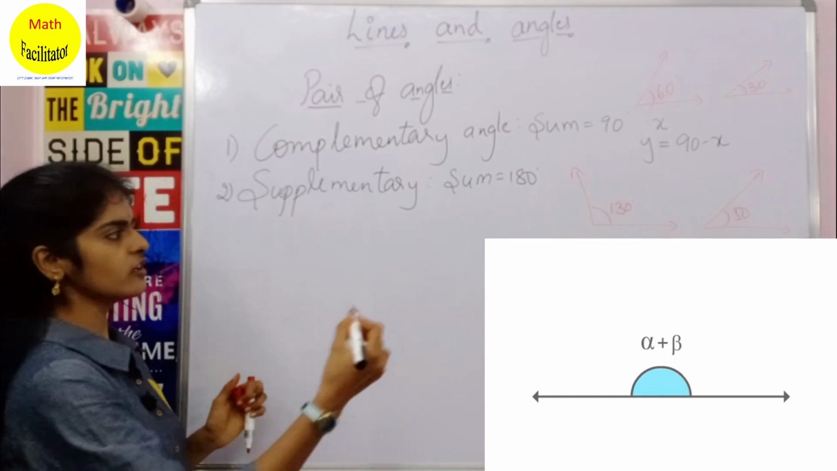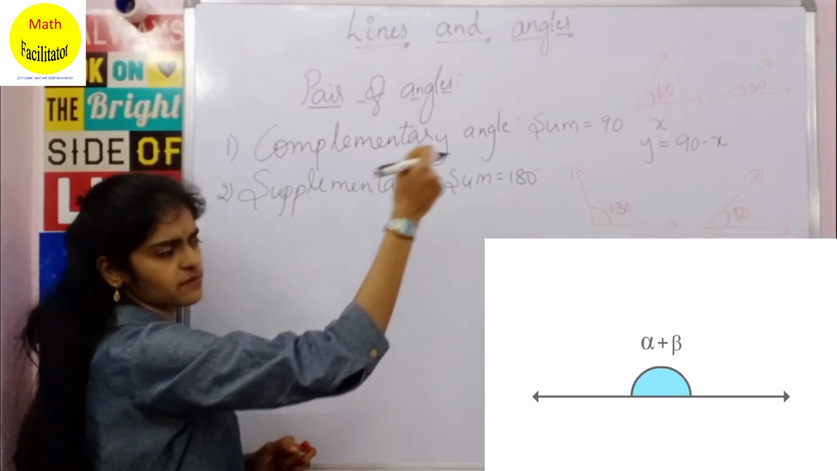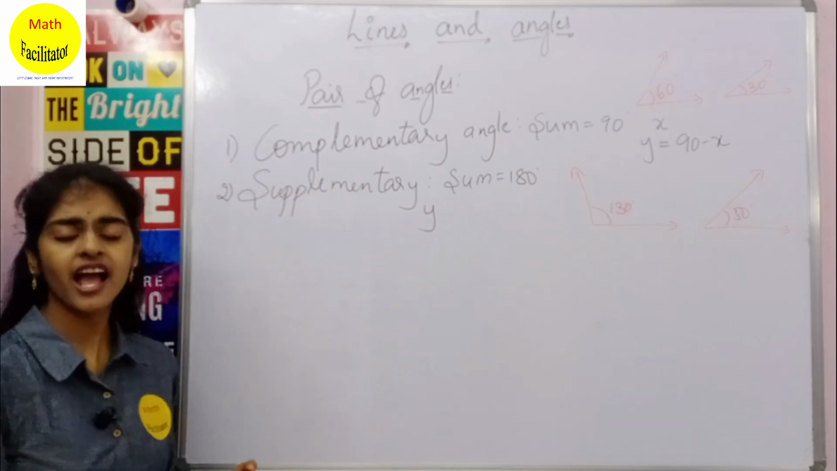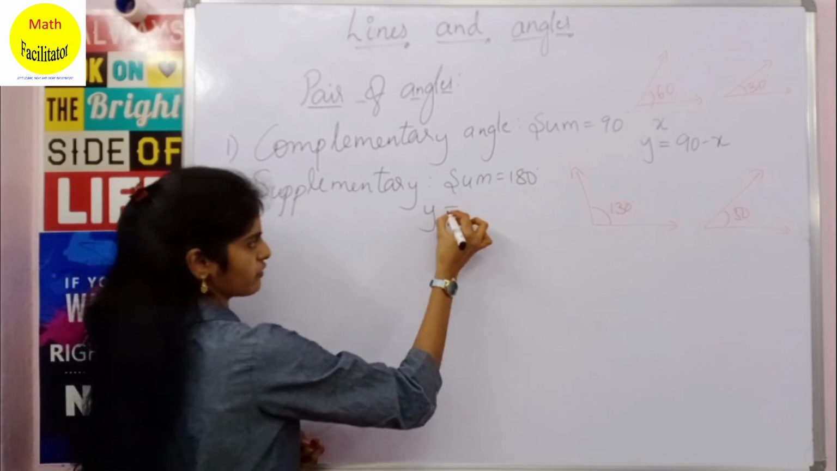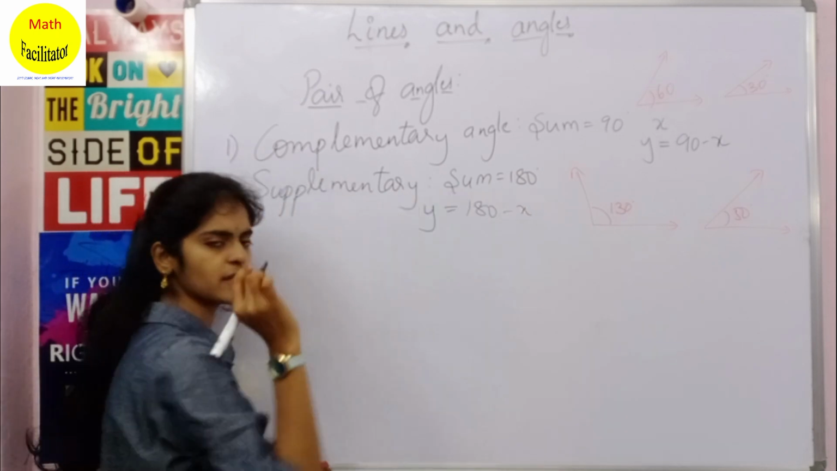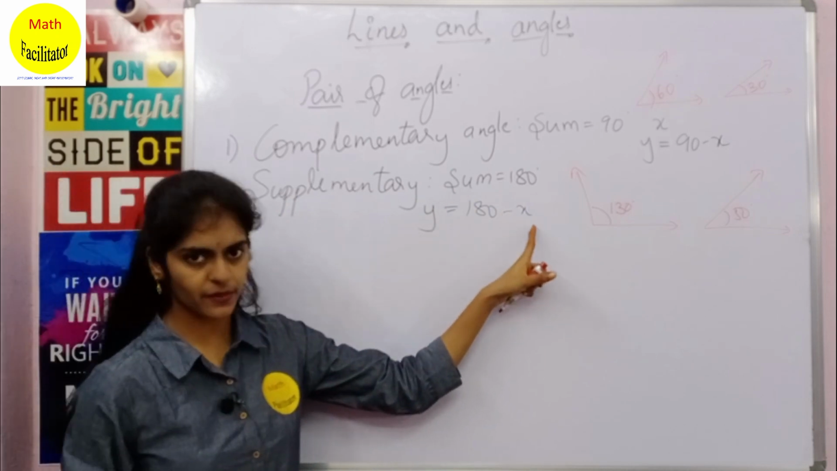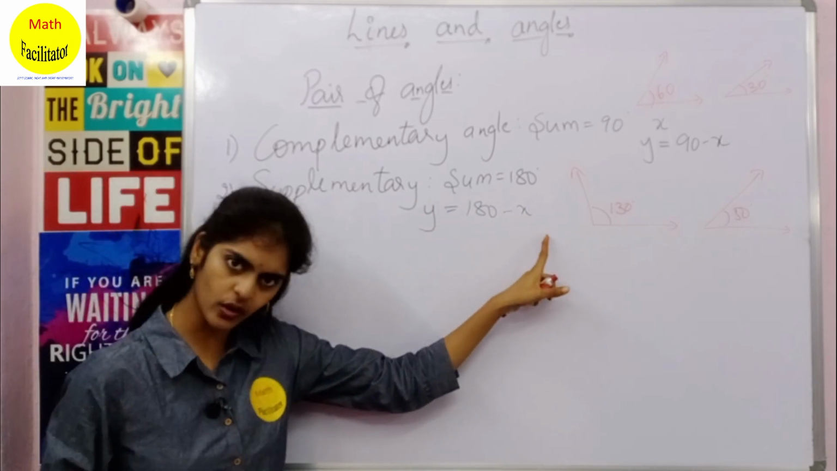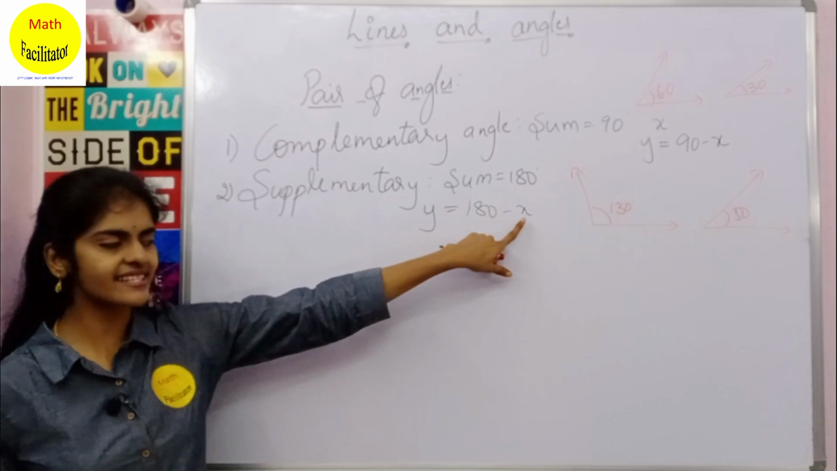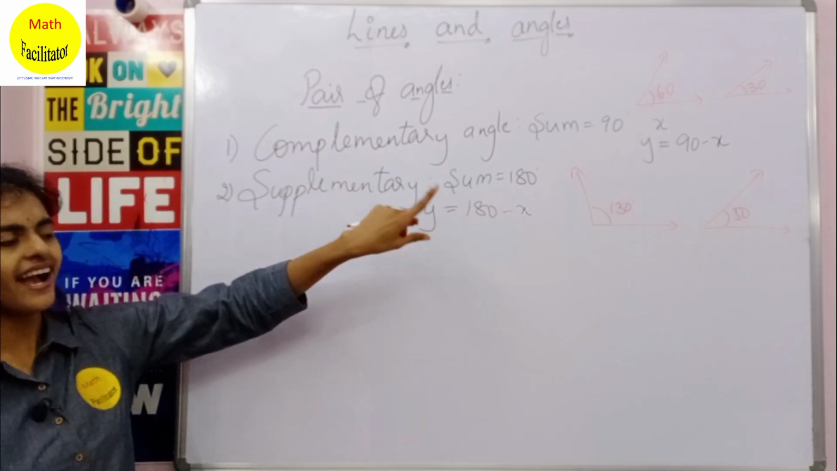Clear? So now if one angle is given to you in the similar way, how do you find the other angle when these two angles are supplementary? To find the angle, you will subtract the given angle from 180, because these two angles are supplementary, the sum is 180. So one angle you know, you don't know the other angle, you will just subtract this angle from 180 to get the other angle.